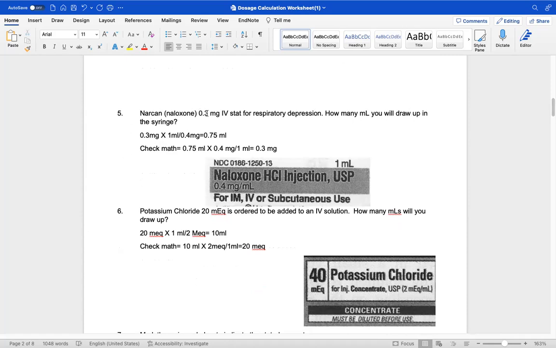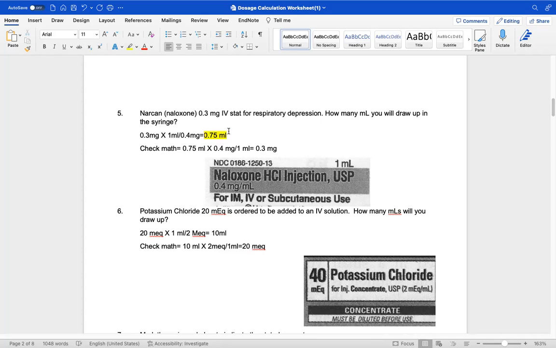So we're going to take the ordered dose, 0.3 milligrams, times what we have on hand. We have 1 mL over 0.4 milligrams. That's what's available. That's going to give us 0.75 mLs. Now, this is the answer that you are looking for, not to get confused. I am just checking the math here.